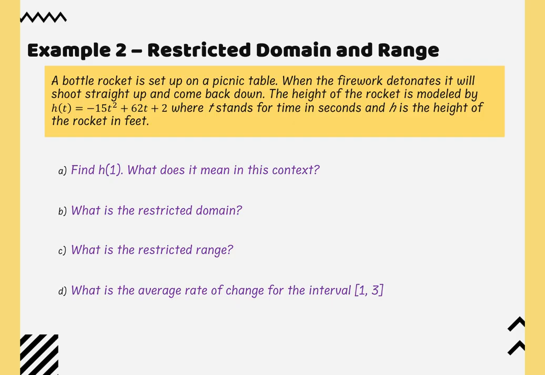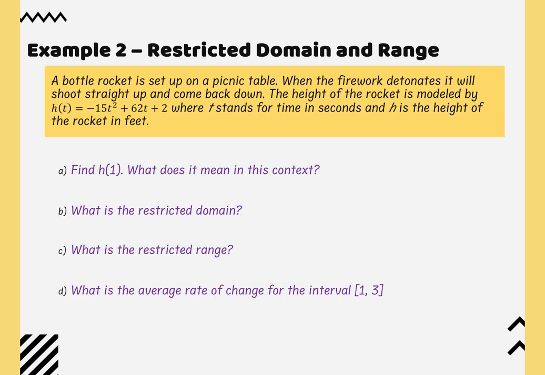All right. Now we get to some real world stuff. Literally, it's the rest of it. Example 2 is talking about restricting domain and range. So it says a bottle rocket is set up on a picnic table. When the firework detonates, it will shoot straight up and come back down again. The height of the rocket is modeled by, and it gives you the function, where t stands for time in seconds and h is the height of the rocket in feet.